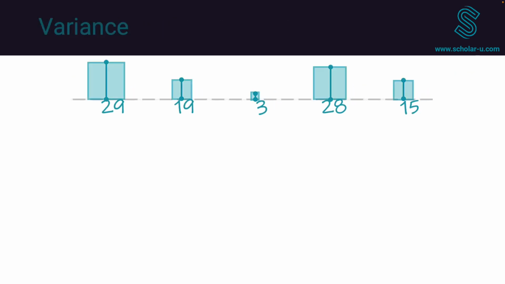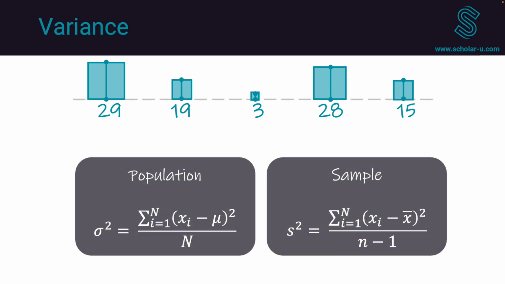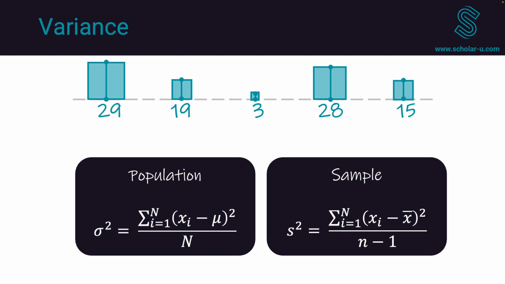Another alternative is to start with our deviation values and square them. It is important to note that the square of a number is always positive. The variance is similar to the mean absolute deviation, but with the added step of squaring the values.